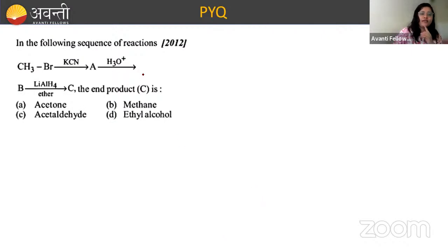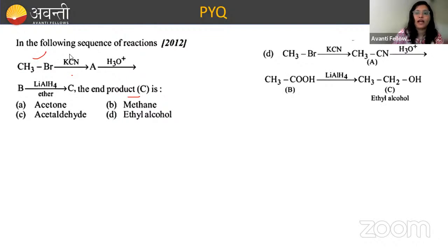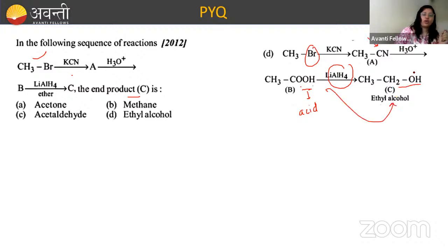Next, in the following sequence of the reaction, what will be the product C? So here we need to find out the product C: acetone, methane, acetaldehyde, or ethyl alcohol. So first of all, there is a methyl bromide which reacts with KCN. So what will happen? Substitution is going to take place. Br is going to be removed, and in the place of bromine, cyanide is going to come, which undergoes hydrolysis. You know, when cyanide undergoes hydrolysis, what happens? There is a production of acid. When acid undergoes reduction, what happens? COOH will get converted into CH2OH, that is alcohol. So what is going to form here? Ethyl alcohol is going to form, that is option D. Any doubts? Simple reaction, right?